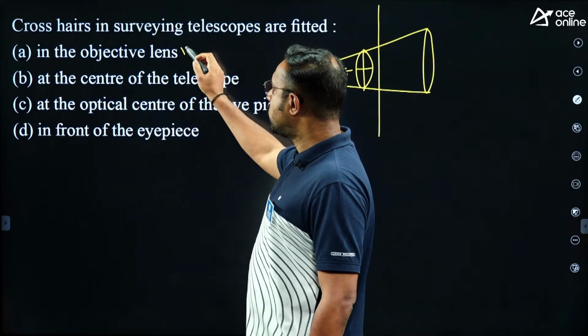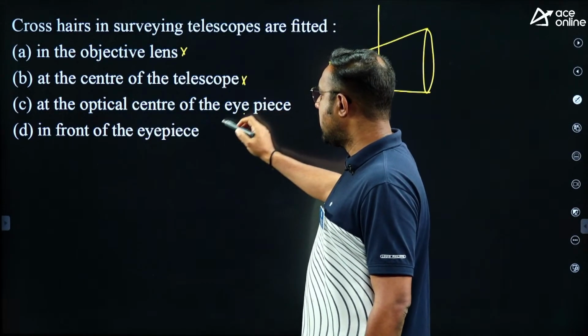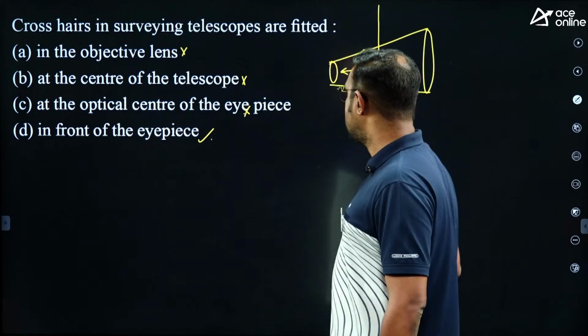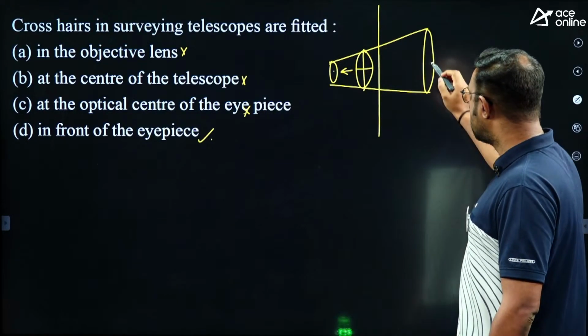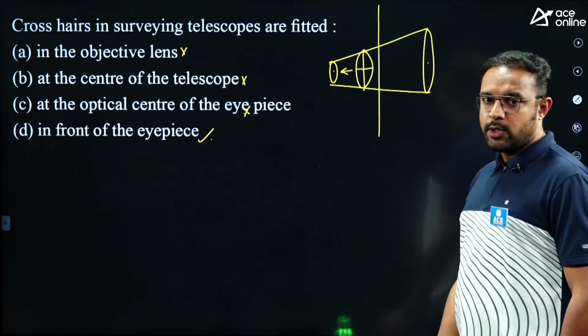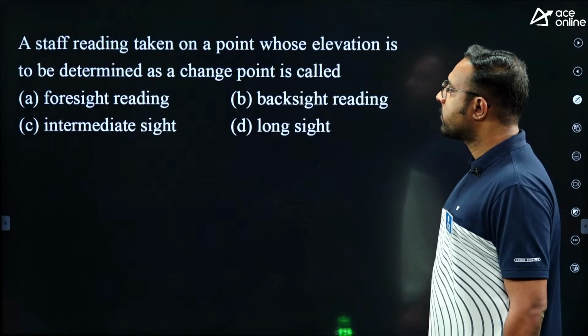In the objective lens is wrong, at the center of the telescope is wrong, at the optical center of the eyepiece, in front of the eyepiece. Best answer is what? In front of the eyepiece. This is the optical center of the eyepiece. This is the optical center of the objective. There we cannot keep it. Best possible answer is option D. Right. Very good, Shankar. Next step.